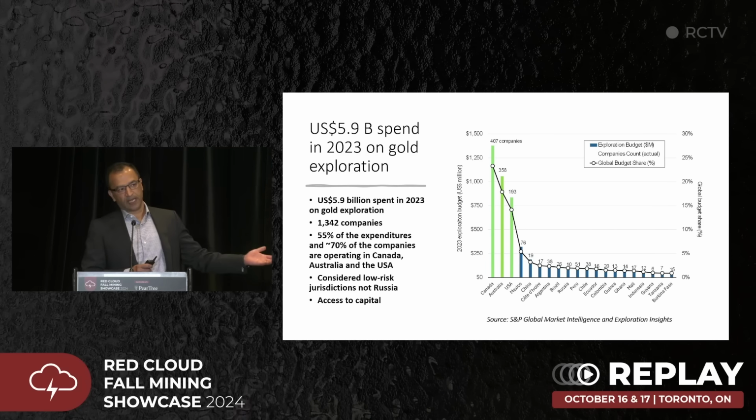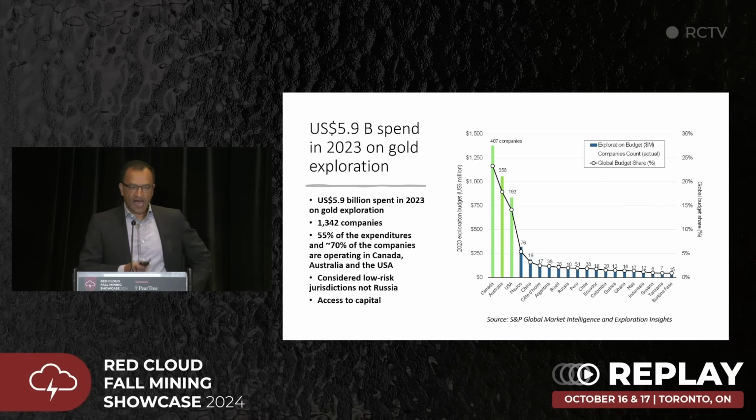So now let's compare that graphic with where the money's actually being spent. So this is $5.9 billion of exploration being spent in 2023, 1,342 companies. About 40% of exploration in gold is spent by juniors. That doesn't happen for every other commodity. This is probably the biggest exposure to juniors that there is in terms of exploration.